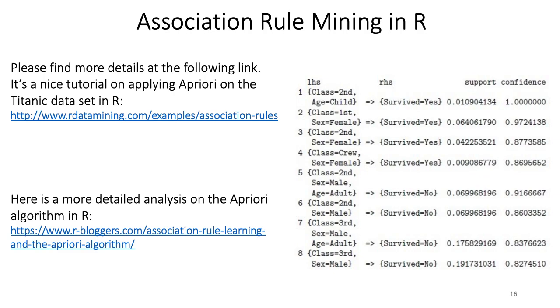So for example, the top rule is saying that if a passenger belongs to the second class, and their age is a child, with 100% confidence, they survived. And it happened in 1% of all the transactions, or all the passengers, okay? The second one: if a passenger belongs to first class and is a female, they survived with 97% confidence. In other words, 3% of the passengers who belonged to first class and were female did not survive. Right? And it's the same thing. Okay, so this is what confidence means.